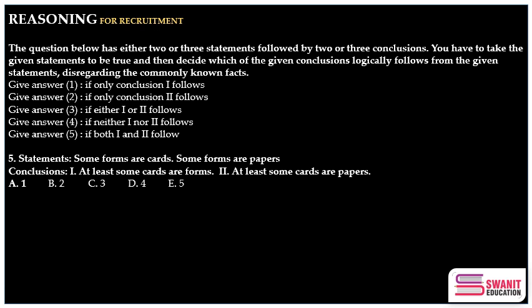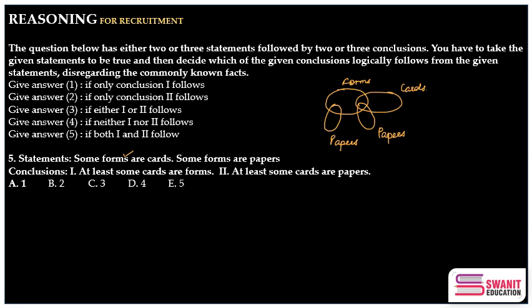Let's go for it. So my first statement is some forms are cards. So when I draw a diagram, this is forms. Some of them are cards. So this is how I draw my basic diagram. The second statement says some forms are papers. So some forms are papers. I can draw it like this, but I can also have something over here. That's papers. Now, in case you do not have much idea about the syllogism, you should be going through my other videos of syllogism as well.